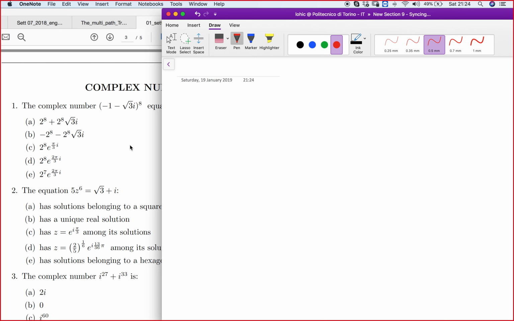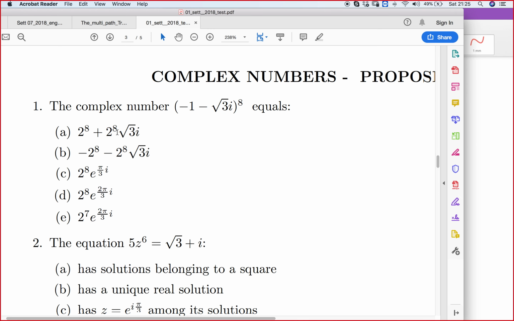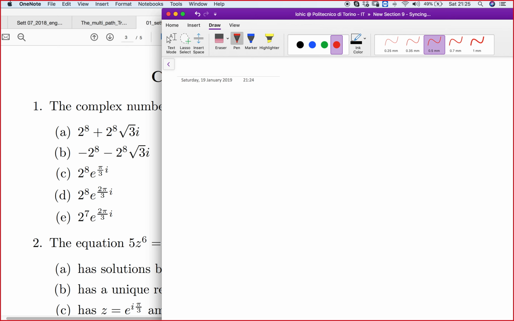Okay, so the first exercise says that the complex number minus 1 minus root 3 i, all to power 8, is equal to... Obviously, you can start writing minus 1 minus root 3i multiplied by minus 1 minus root 3i, multiplied by, until you reach the power 8, right? But remember that for every MCQ you have 3 minutes at the exam, and so this will take you a lot of time.